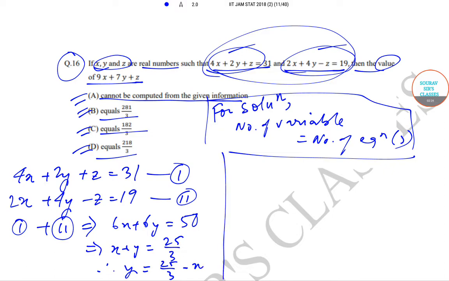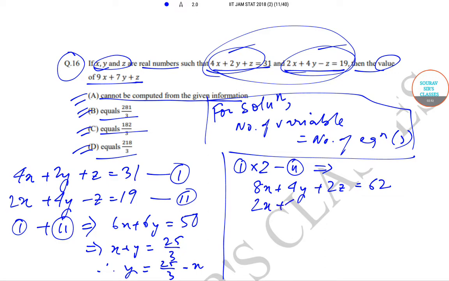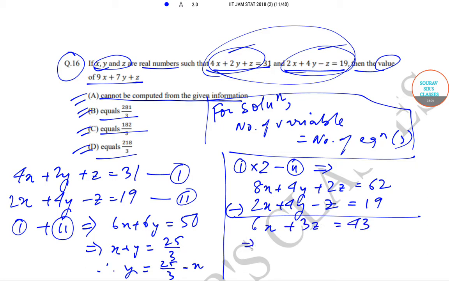Now we'll try to eliminate y and find out z in terms of x. So we'll multiply equation 1 by 2 and subtract the second equation from it. That will imply that 8x plus 4y plus 2z is equal to 62, and this will be equal to 2x plus 4y minus z is equal to 19. Upon subtraction this will give us 6x plus 3z is equal to 43, and this will give us that z is equal to 43 by 3 minus 2x.